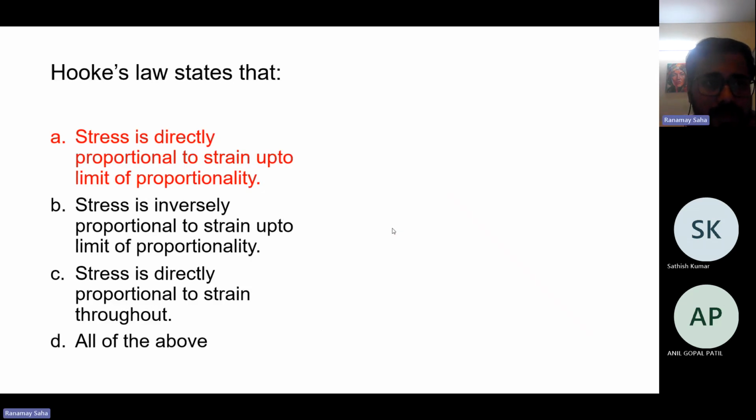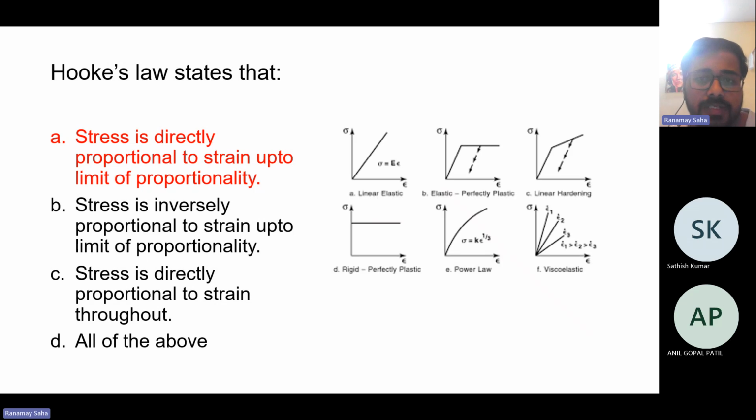Then you have this Hooke's law. We have iterated that multiple times. Up to the limit, Hooke's law is active. So up to it, stress is directly proportional to strain. Limit of proportionality is what Hooke's law states. Okay. We discussed all these different materials, real behaviors which happen in real life.